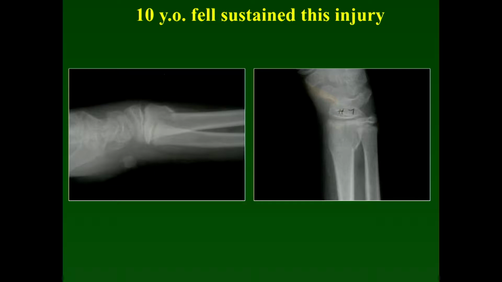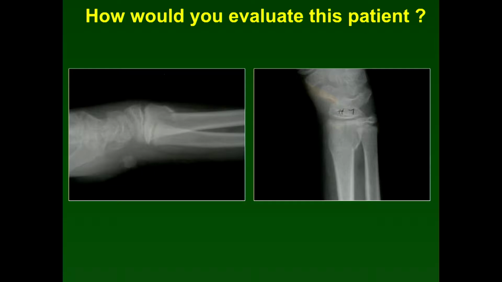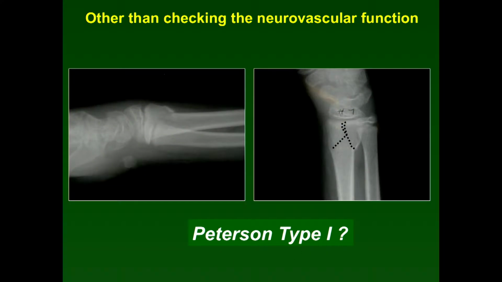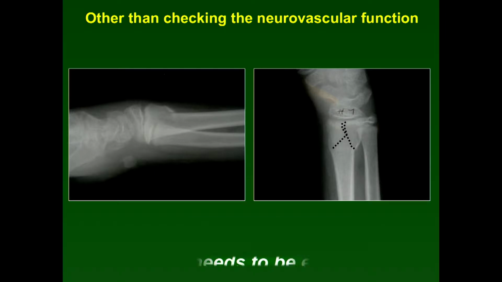Now, this is a 10-year-old who fell and sustained this injury. How would you evaluate this patient? I would start with a physical exam. You do a physical exam, very good, and you check the neurovascular function, right? Yes. Okay. What's the physeal type this patient has? Well, this is a Peterson 1, right? Okay, so we've determined that this is a Peterson 1 type of fracture of the distal radius, and you would describe it as non-displaced, correct? Yeah. So what else are you going to do, though?